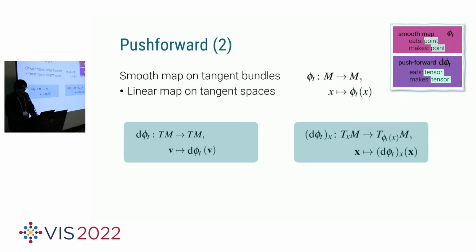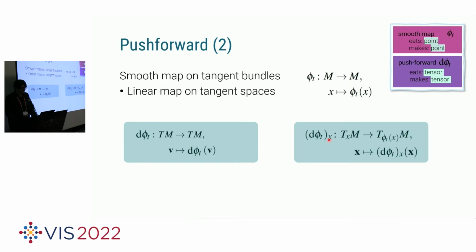So this is how we would write that. Here again we see the diffeomorphism phi t, and then the push forward would be d phi t. In this case, when we write it like this without a point, then it would have the meaning that we map the tangent bundle to the tangent bundle. So an entire vector field.